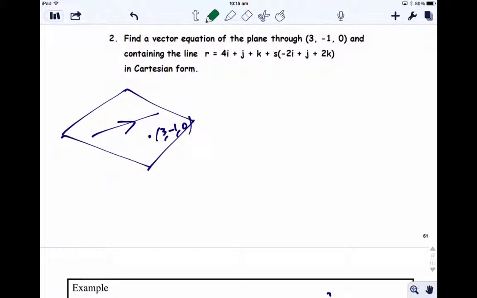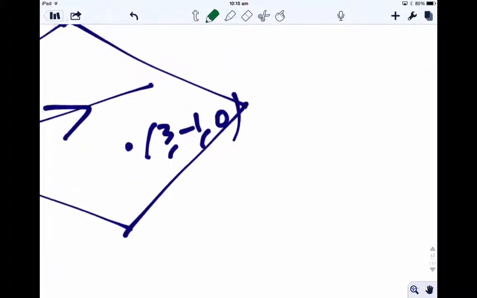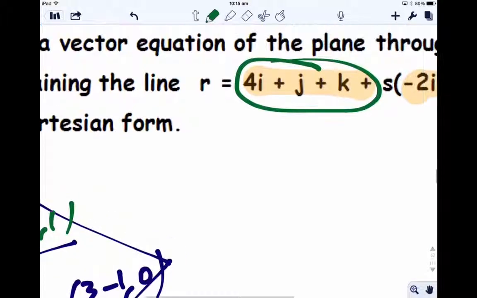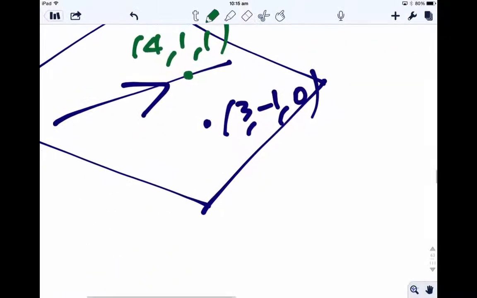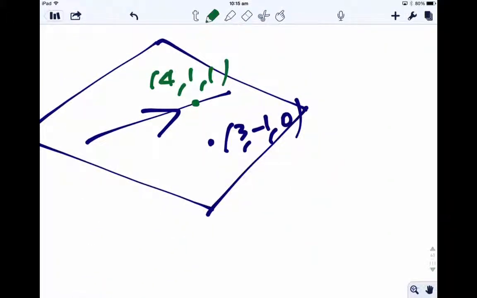Alright, so notice that in this question here we're given the line, so I know from this equation here, I know that this point here lies on the line and the line's going in that direction. So I know the point 4, 1, 1 actually lies on the plane, doesn't it? Because it's on that line that's in the plane. So this is the point 4, 1, 1. Alright, so to get the vector that's normal to the plane, I just need two vectors in the plane. So let's see if we can get them.